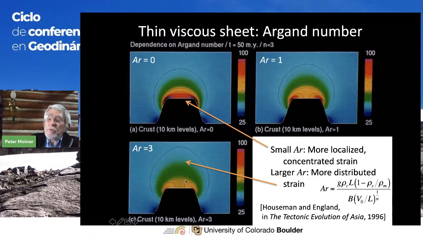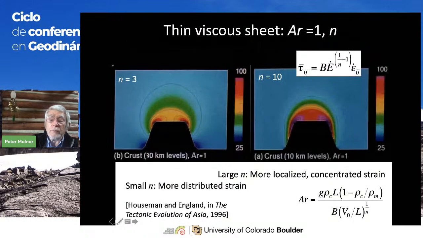And this makes sense if you think about it. If you have a substance that's low viscosity, it will spread out. But if it's high viscosity, it will spread out very slowly, and hence will give you steeper slopes. So steeper slopes with a small Argand number, and gentler slopes with larger Argand number.